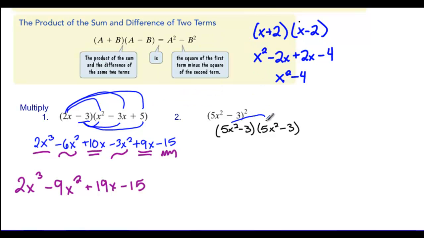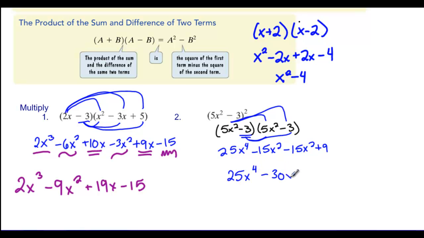We're going to do 5x squared times 5x squared. That's going to give us 25x to the 4th. 5x squared times a negative 3 is going to be a negative 15x squared. Negative 3 times 5x squared is going to be negative 15x squared. And negative 3 times negative 3 is going to be a positive 9. Now notice the middle terms are not going to cancel out here because we do not have opposite signs. We have the same sign. So we are going to end up with 3 terms. So we're going to have 25x to the 4th minus 30x squared plus 9.